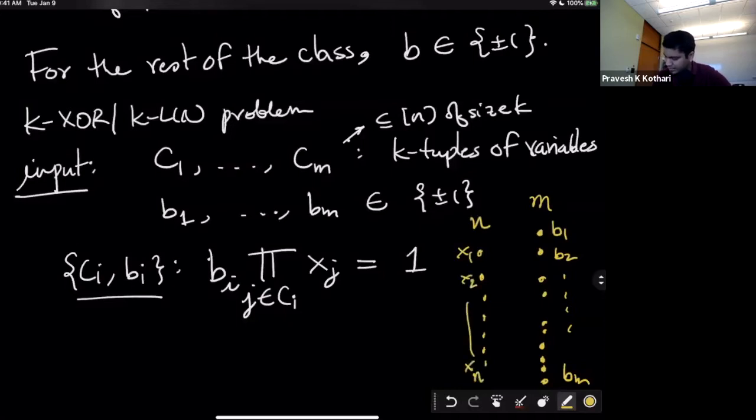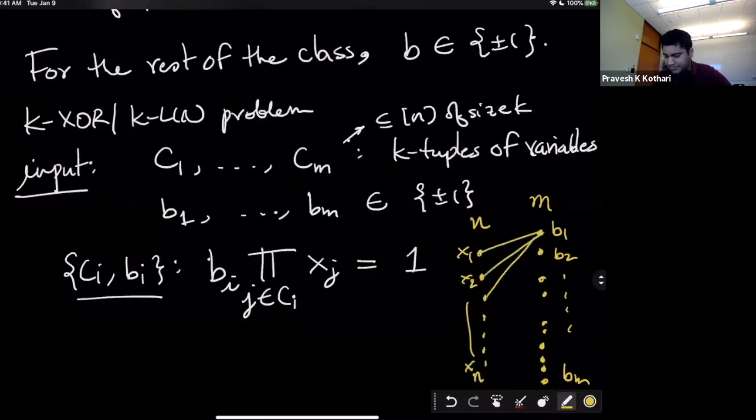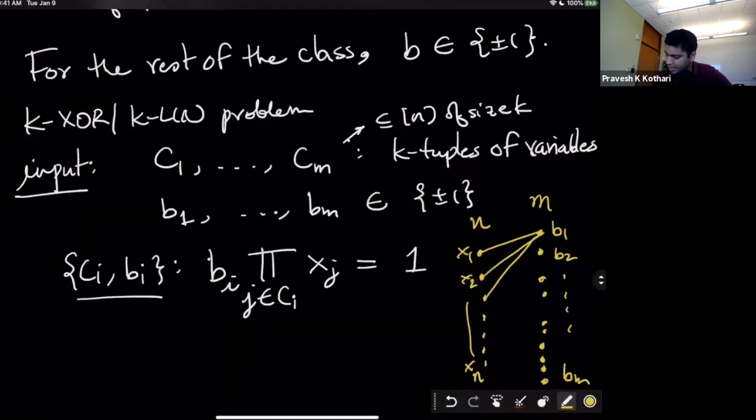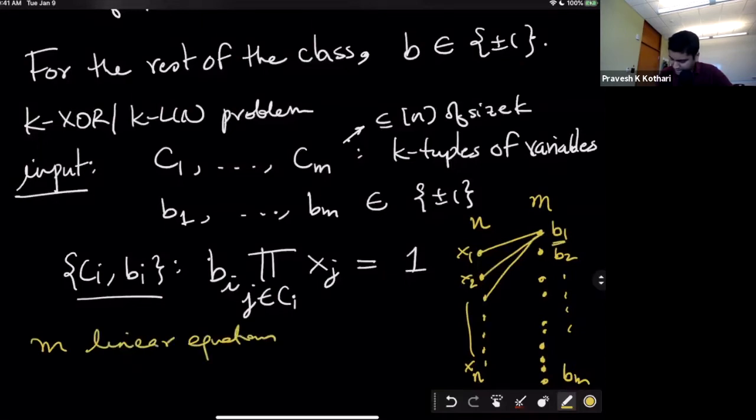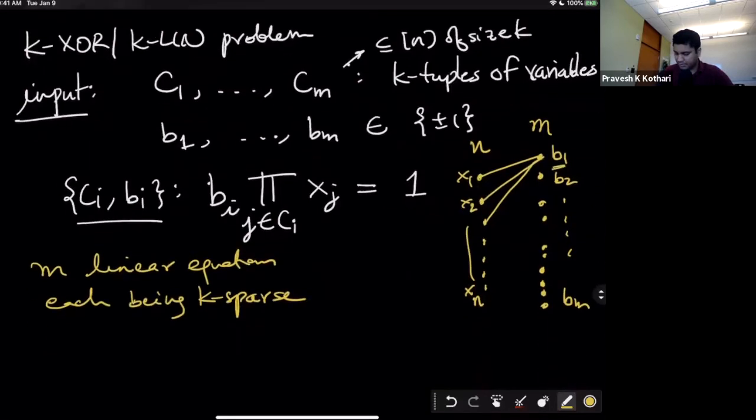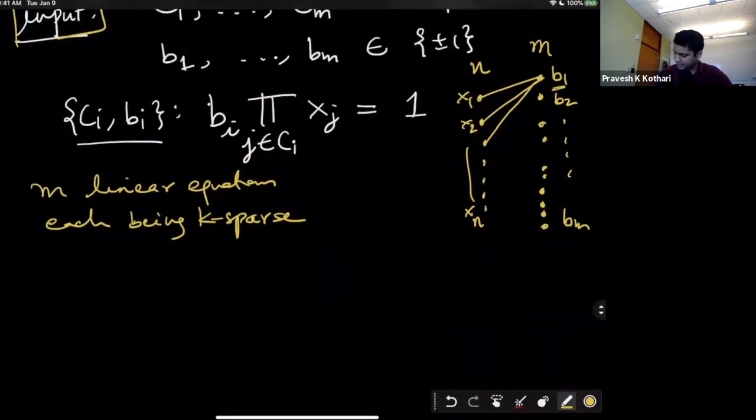And then you just draw an edge in this graph if some variable appears in the corresponding constraint. So if the first constraint is x1 XOR x2 XOR x3, then I have the 3 edges. And the label that I have on the vertex denotes the right-hand side. So maybe that's one way to visualize this system of m linear equations, each being k-sparse. Okay, so that's basically how the input to this problem looks like. At least that's the notation we'll describe it in.